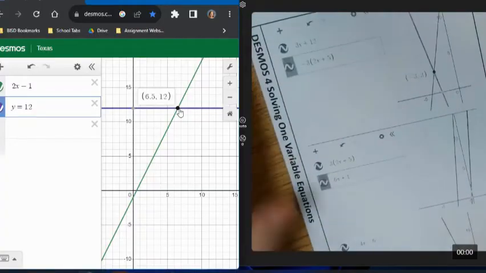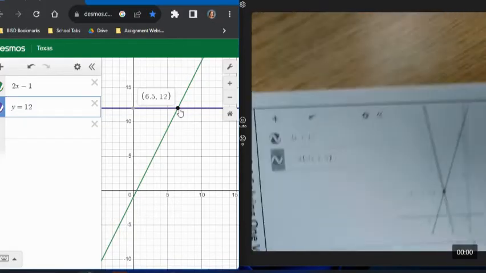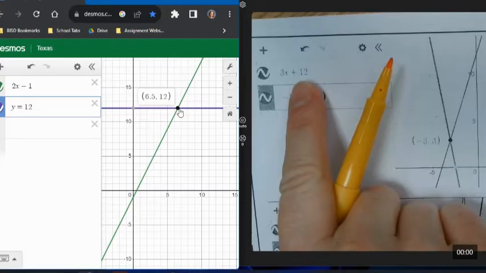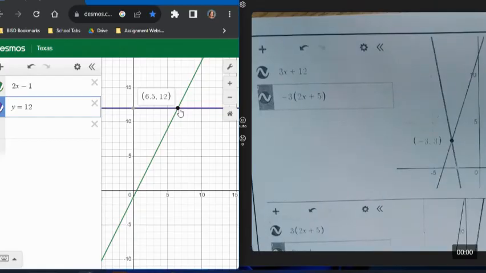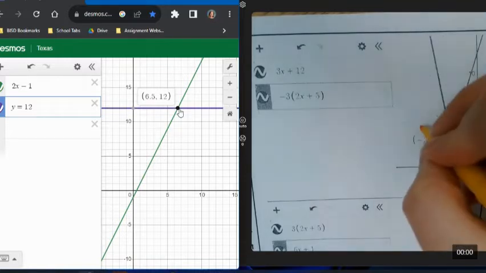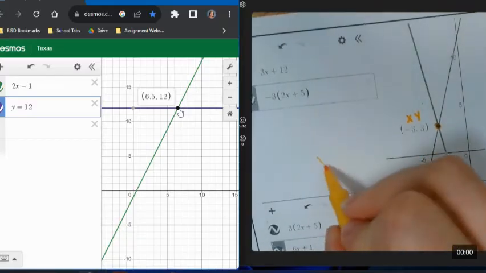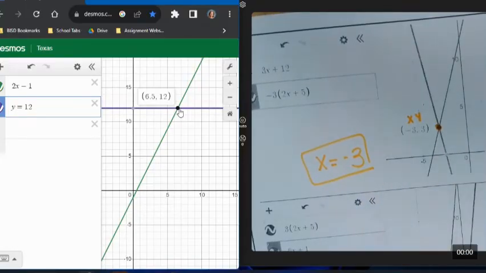Okay, so let's look at the back of this paper. Here are 3 examples with the screens of Desmos showing. So this one gives us 3x plus 12. And then this one is negative 3 parentheses 2x plus 5. So where they intersect, so right here, is the x comma y. And so the answer here will be x equals negative 3 because that is the x value of its point of intersection. I didn't put anything on here.